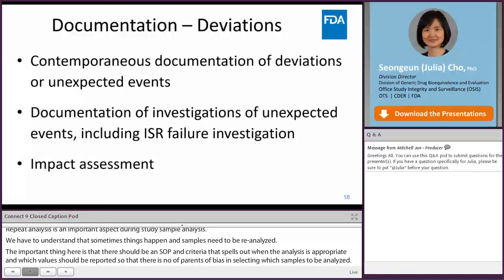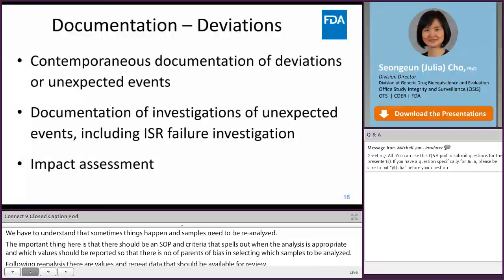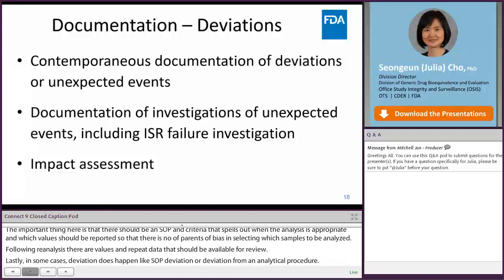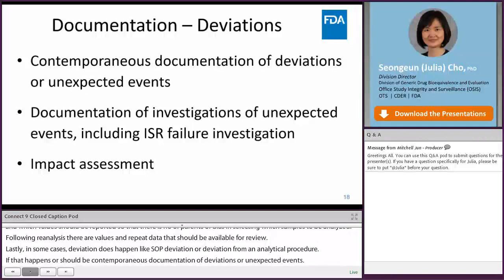Lastly, in some cases, deviation from the plan can happen, such as an SOP deviation or deviation from the analytical procedure. If that happens, there should be contemporaneous documentation of the deviation or unexpected events. There also should be documentation of the investigation of those unexpected events and what the impact of those deviations was on study data.